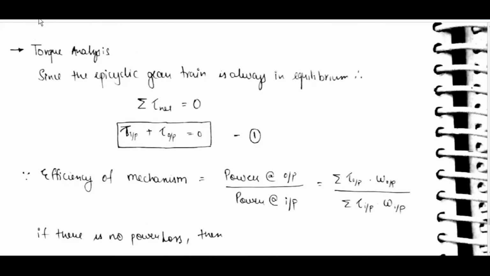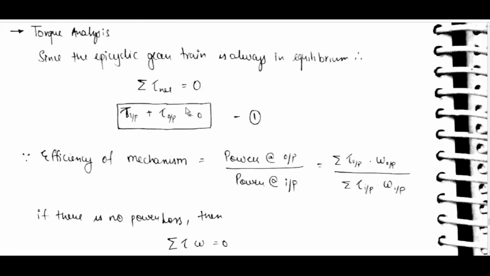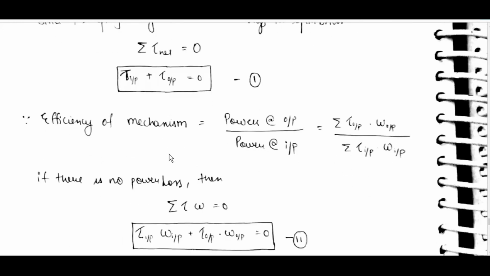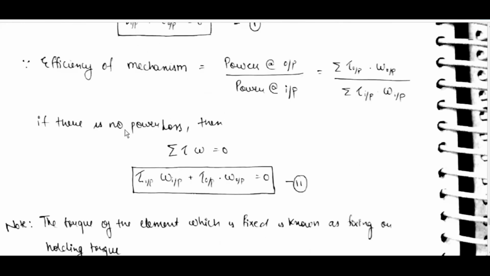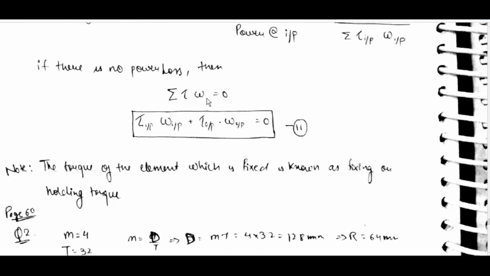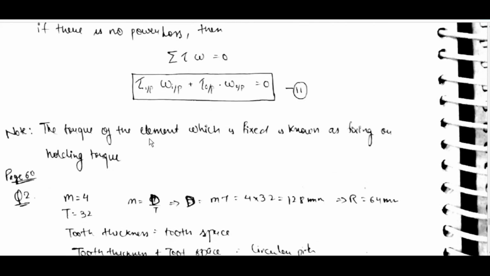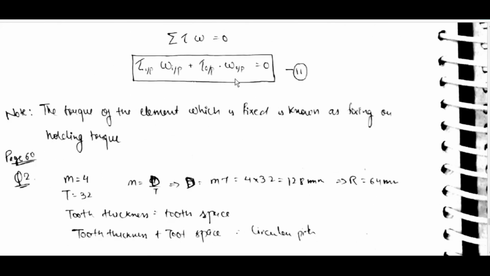Torque analysis: since epicyclic gear train is always in equilibrium, sigma tau net is equal to 0, tau input plus tau output is equal to 0. Efficiency of mechanism: power at output by power at input is equal to sigma tau output omega output by sigma tau input omega input. If there are no power losses, then sigma tau omega is equal to 0. Tau input omega input is equal to tau output omega output is equal to 0.